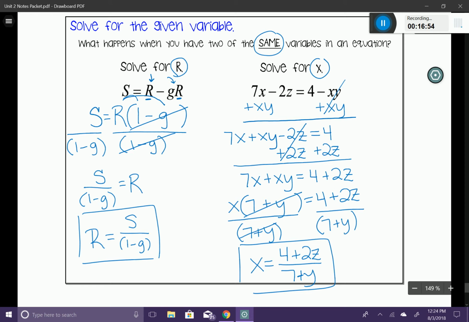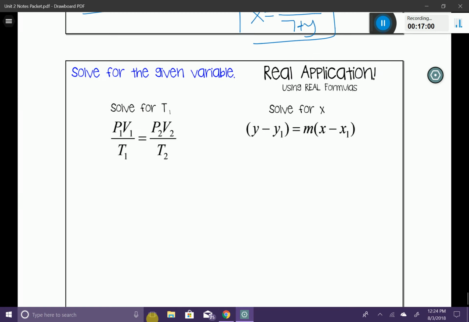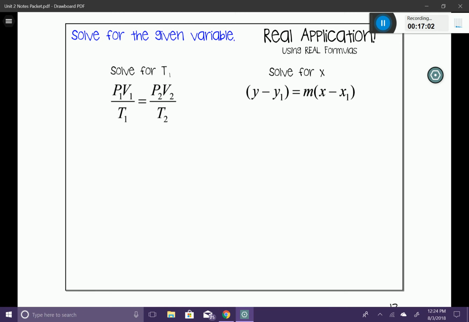Alrighty. So that is a more complex type of problem, but now I'm going to show you 2 examples that are real application examples. These are real formulas. One is actually a chemistry formula, the first one, and the other one is a formula we're going to learn in Unit 4. This is called point slope form. So let's go ahead and try these. These are kind of fun.